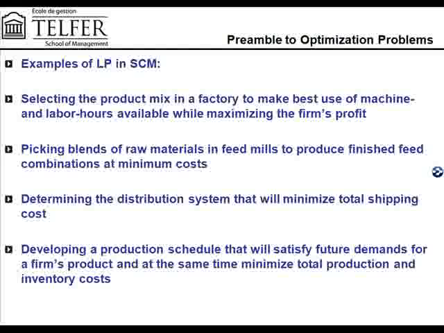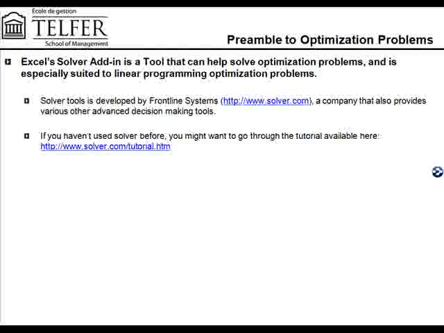Another category would be in scheduling, especially production scheduling. So if you want to allocate your machine time and labor time to various tasks, this is especially relevant in a job shop environment where you want to minimize the total cost of production and minimize your total inventory costs as well. So linear programming provides a good technique to solve those types of problems as well. There are various applications of linear programming. You can use Solver or another advanced tool for formulating and coming up with the optimum solution for these problems.